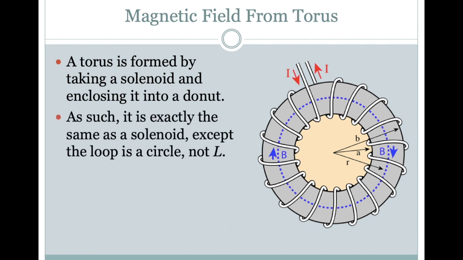So it is exactly the same as the solenoid, except the loop is a circle and not L, indicating that I should replace L in the formula from before by 2 pi r. Thus giving me my magnetic field: B is equal to mu naught times the number of turns, which is now finite and countable, times the current I, divided by 2 pi r.